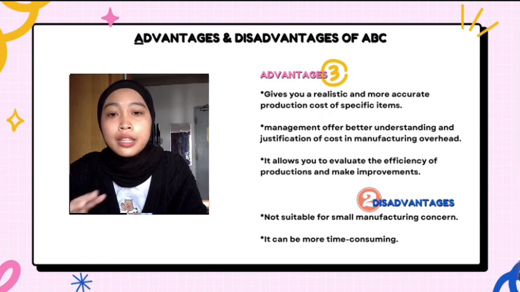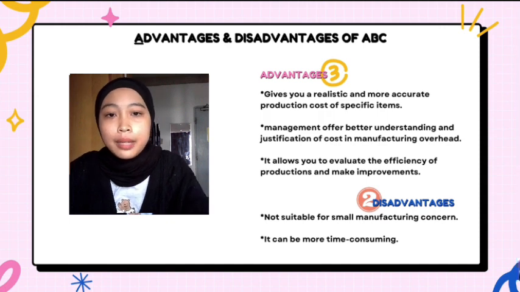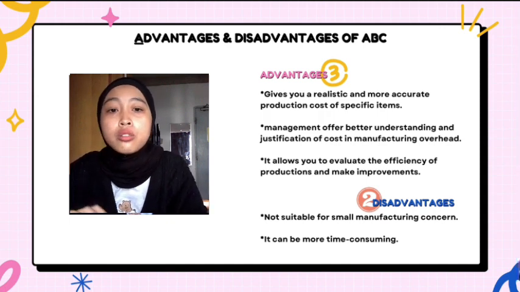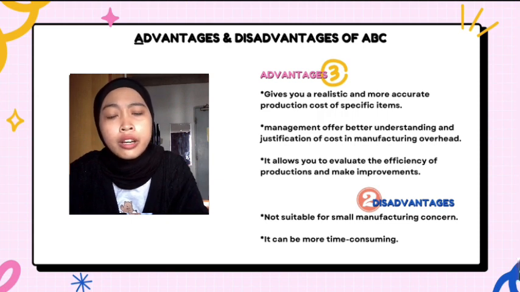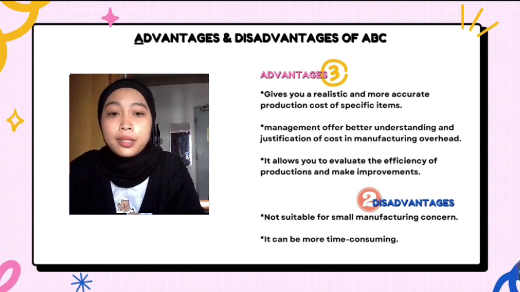Third, this method allows you to evaluate the efficiency of production and make improvements. This method allows managers to assign value to overhead costs and treat them as if they were direct costs. By analyzing the indirect costs of each activity, you can make improvements. Managers can use activity-based costing method to assess, for example, management impact, efficient process, and total cost of different departments.